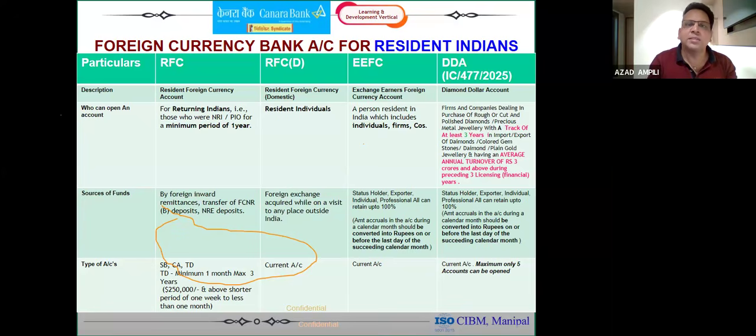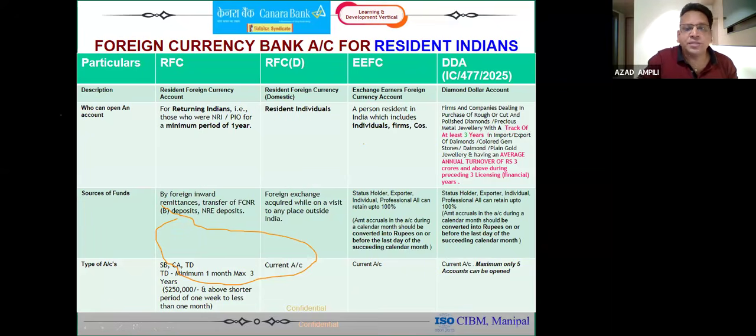And when someone is coming back, let me say he's retired and returning to India, such people will get their terminal benefits and their pension. So they require a foreign currency account. For that purpose, this account is there.